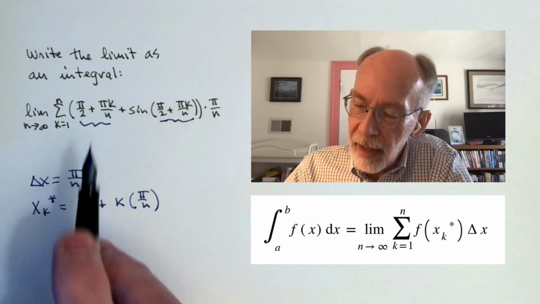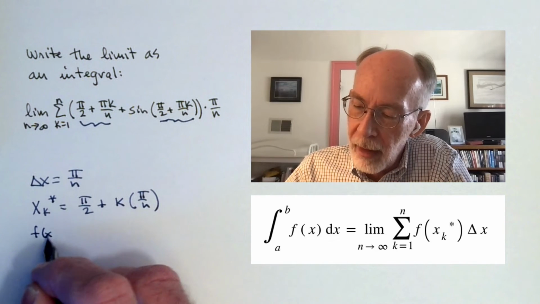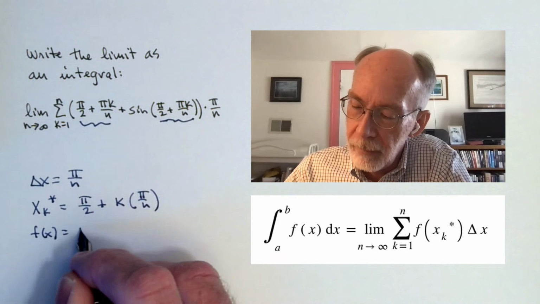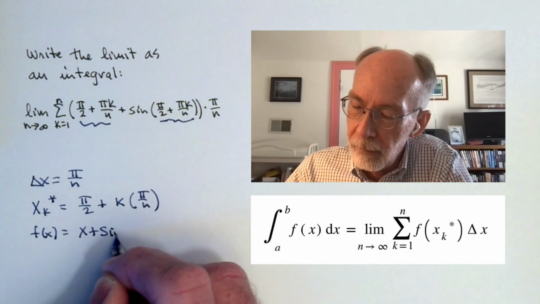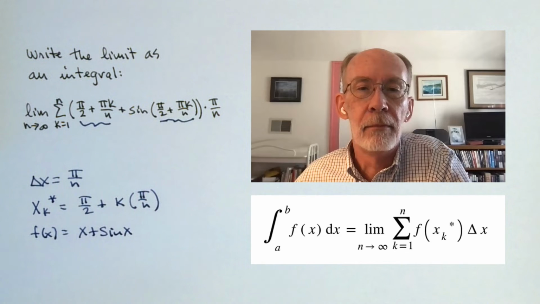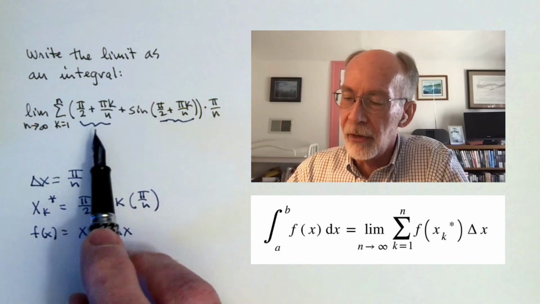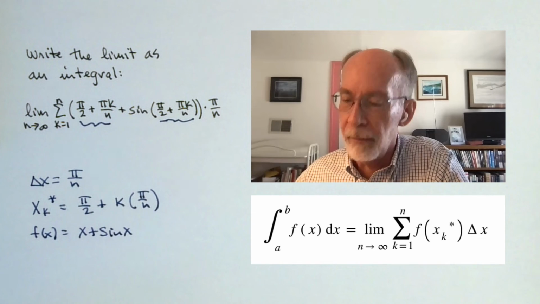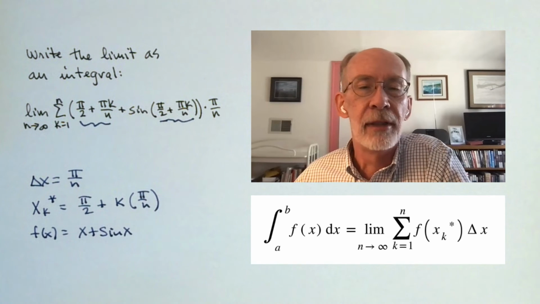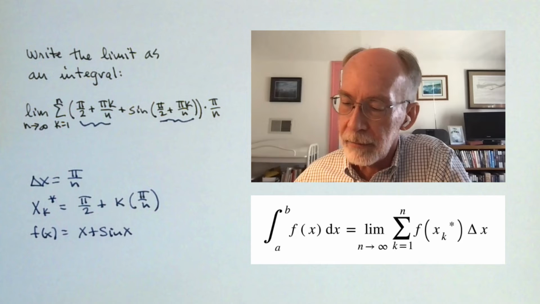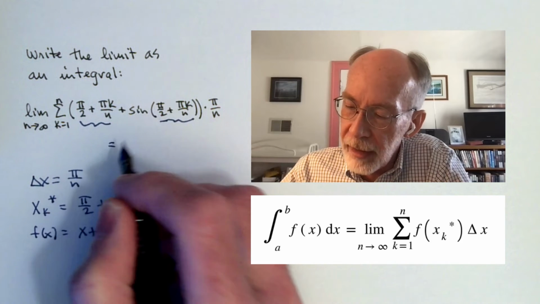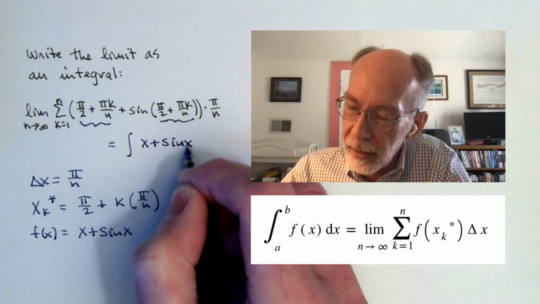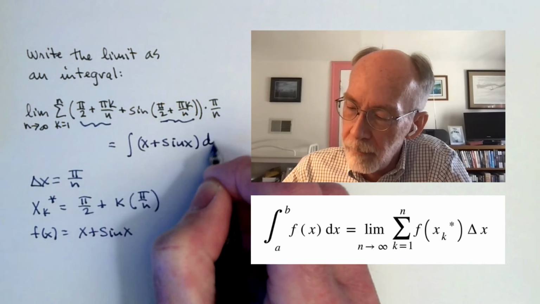And so it would seem that our f is x plus sine x. And it works out, right? Here's an x sub k star plus a sine of x sub k star times the delta x. So I think we've got all these things appropriately identified. So this is going to be the integral of x plus sine x dx.